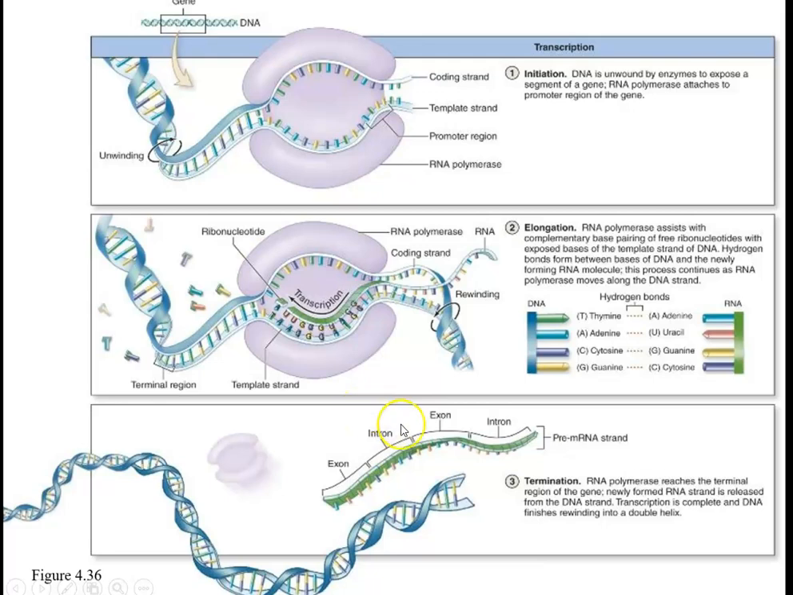Finally, you have termination, where the RNA polymerase reaches the terminal region of the gene, and it's released. And then here's your newly formed RNA strand, which is released from the DNA strand, and then the DNA rewinds itself back into a double helix. And here's your pre-mRNA strand here.